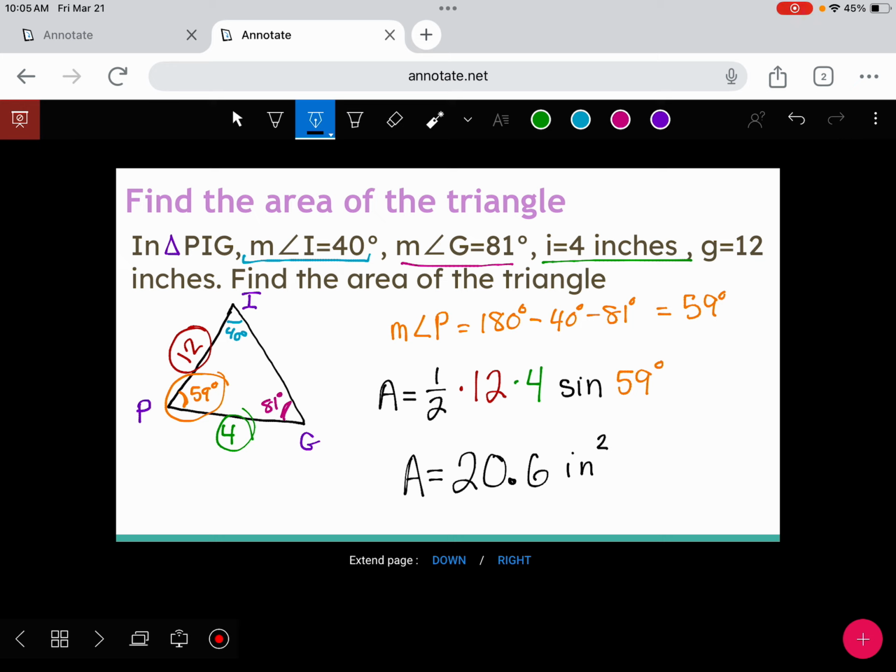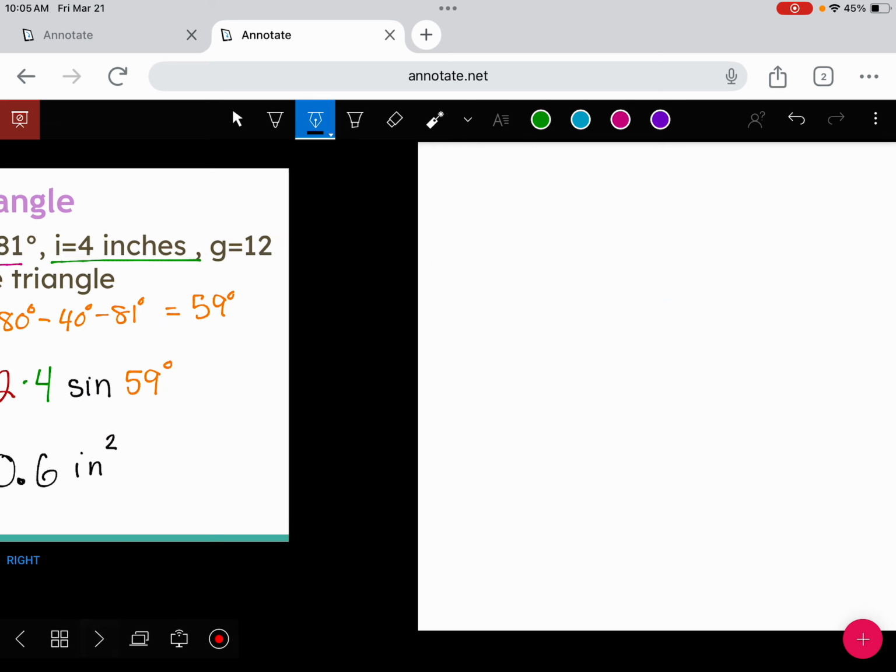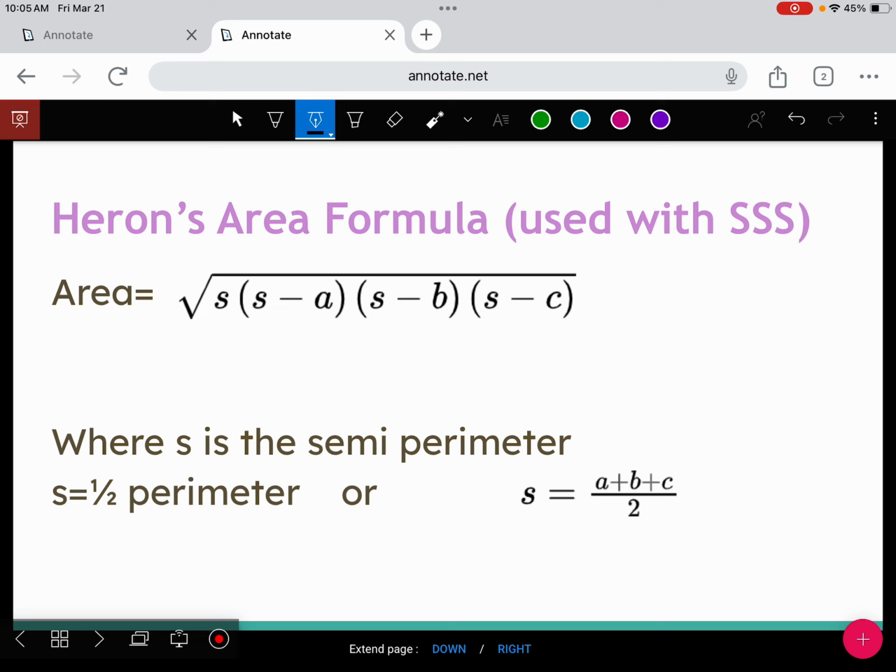Again, I'm going to say, imagine being bored enough to figure this out. Don't freak out. Somebody named Heron figured out how to find the area when all we have is side lengths. A, B, and C are the sides of the triangle. S is called the semi-perimeter. Seriously, it's add up all the sides, divide by 2. It's the half of the perimeter.